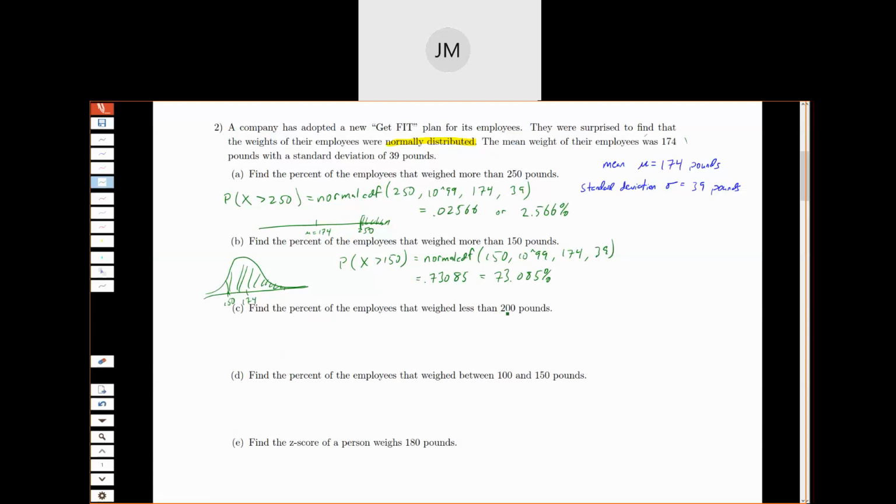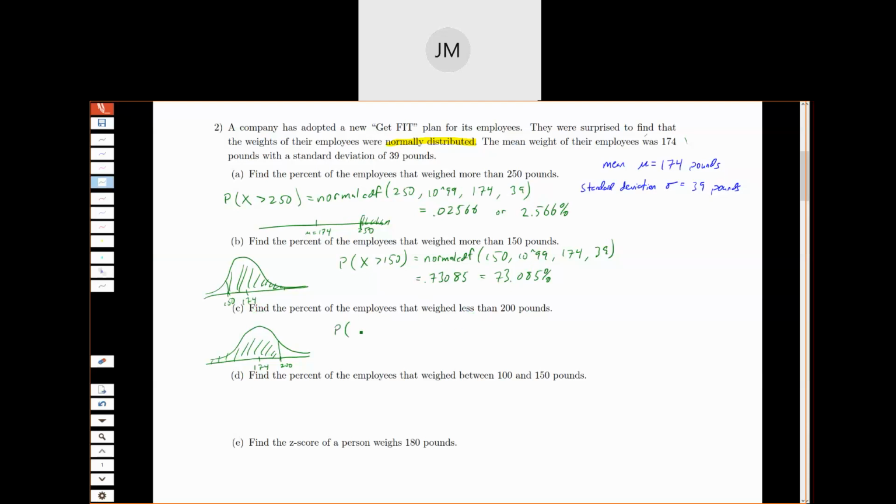Find the percent of employees that weigh less than 200 pounds. You're not required to, but again, I like to draw these. Here I have 200 over here, and I want less than 200. 174 is only 24 away from 150. It's 26 away from 200. So 200 is a little further away, so I think I'm going to get a little bit more percentage. Now this is going to the left instead of going to the right, but normal distributions are symmetric. So I think I'm going to get more than 73%, but not very much more.